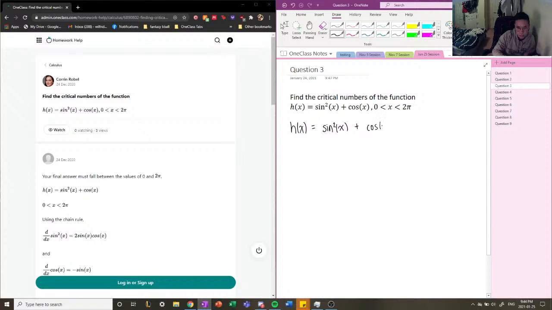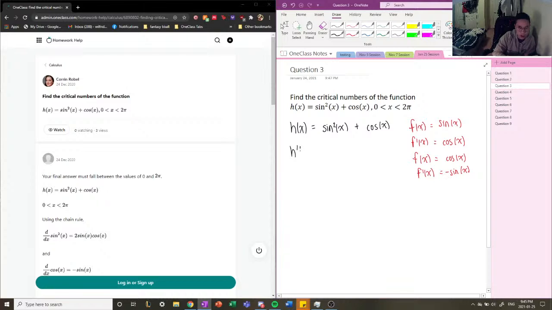If you don't remember your derivatives: if f of x equals sine x, then the derivative f prime of x is equal to cos x. And if f of x is equal to cos x, then the derivative is equal to negative sine x. We're going to use these derivatives to help us differentiate this function.